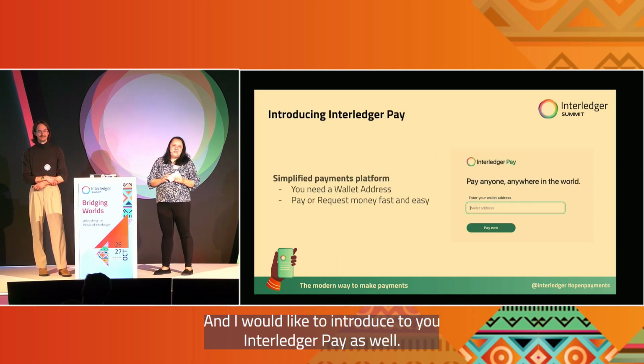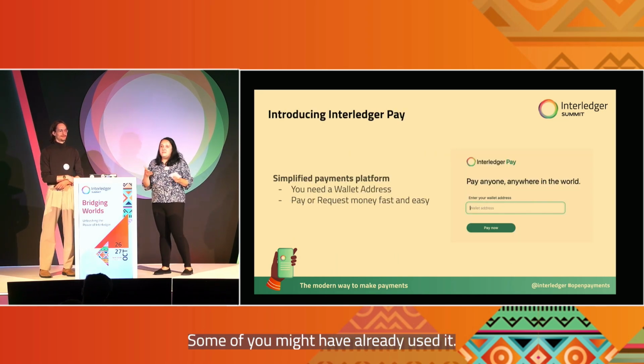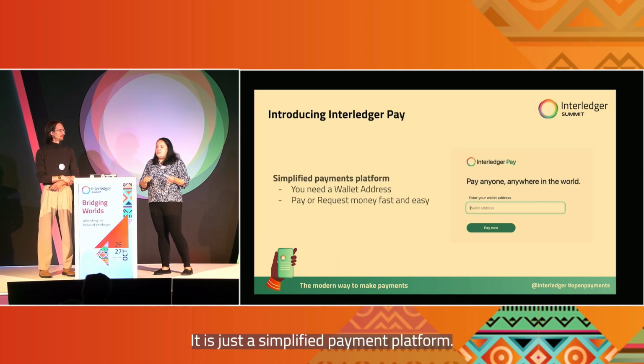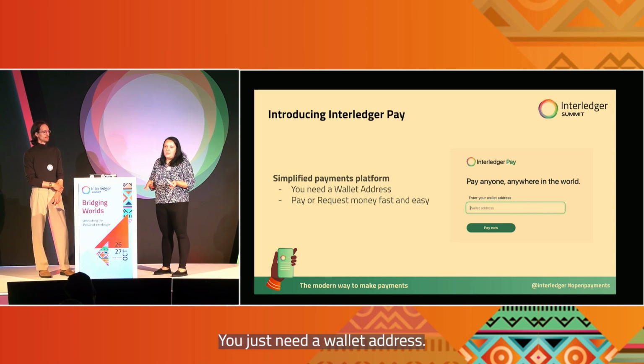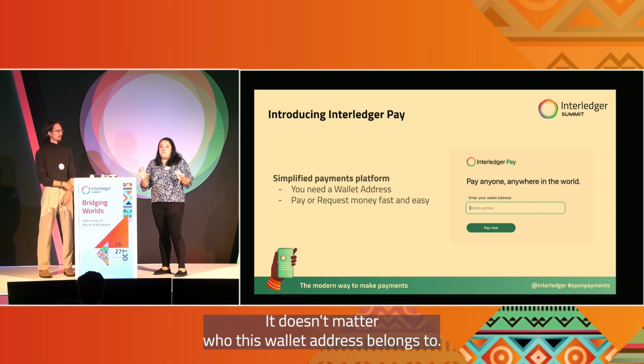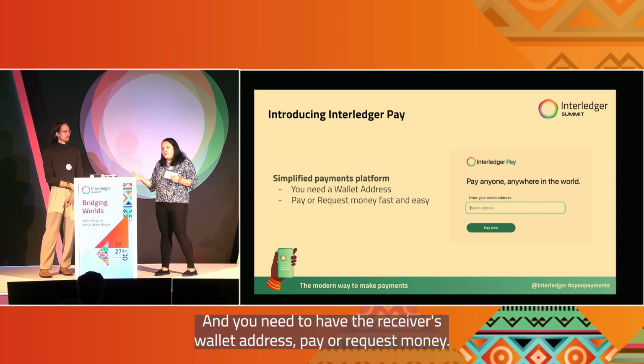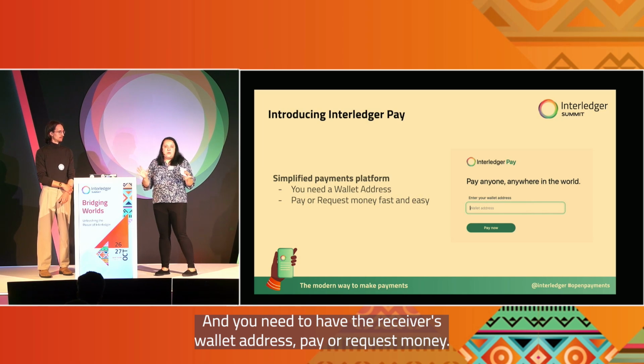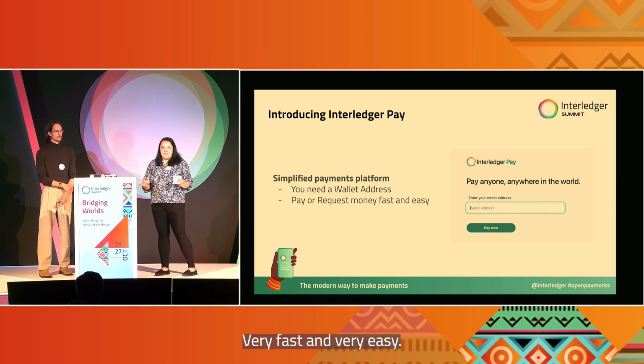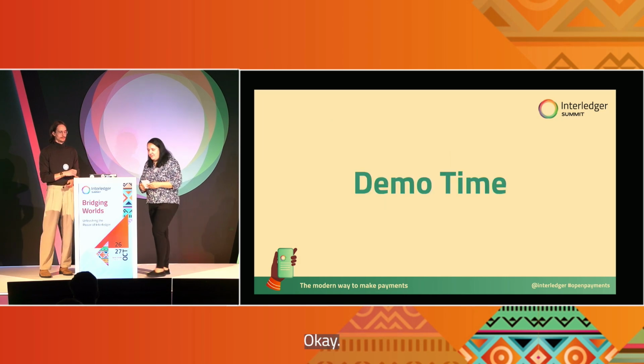I would like to introduce to you Interledger Pay as well. Some of you might have already used it. It's just a simplified payments platform. You just need a wallet address. It doesn't matter who this wallet address belongs to. It can be a test wallet as well. And you need to have the receiver's wallet address, and you can pay or request money very fast and very easy. And let's do some demos, okay?